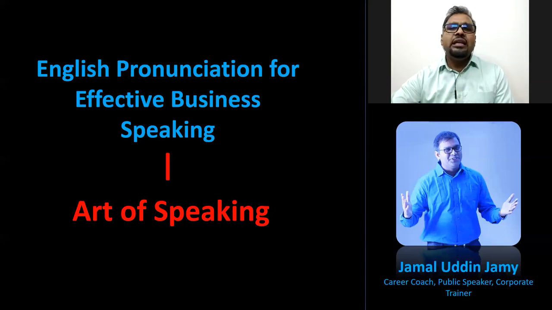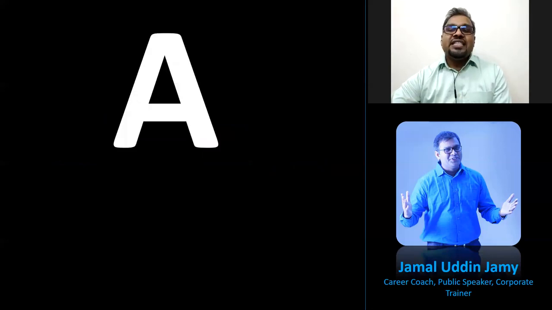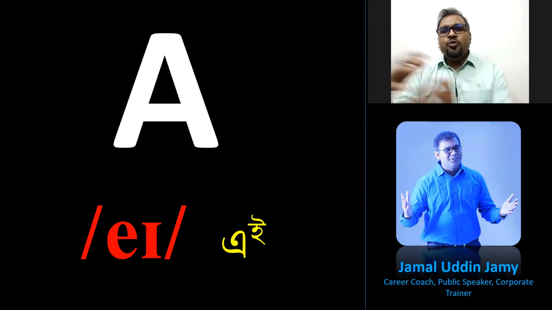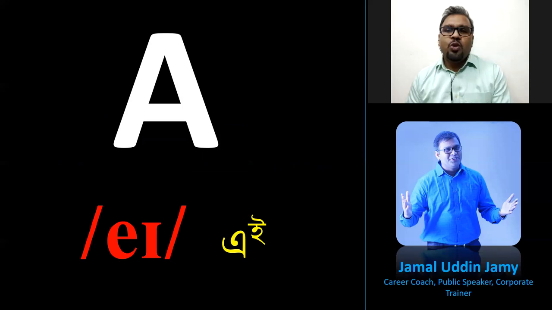Today we learn the basic English 26 letters, the correct pronunciation of the 26 letters, from my book, Business English and Presentation Course, page 11. So let's start. The first letter will be A. From A to E, there will be a gliding. We usually pronounce this letter A, A, A, whatever it is. But from now on, you have got the right pronunciation of this particular letter.